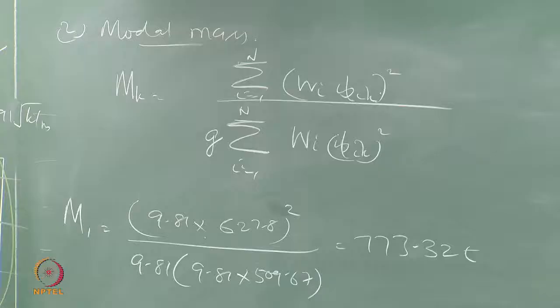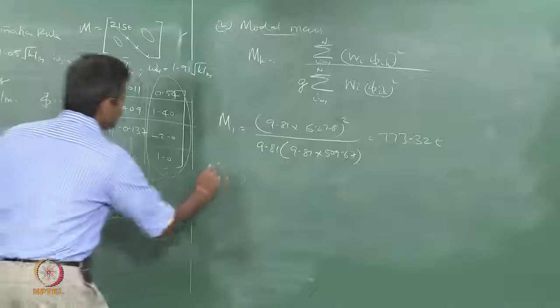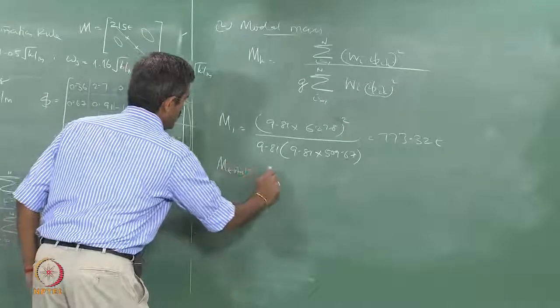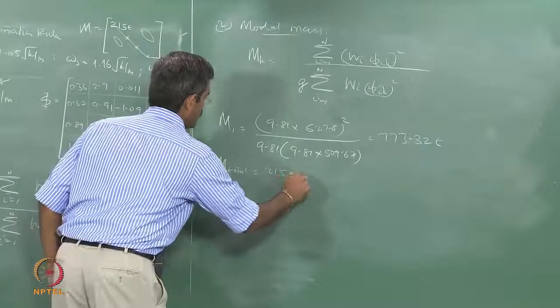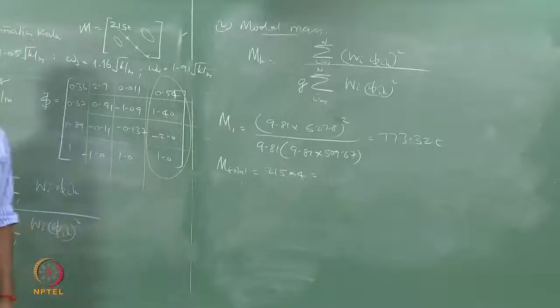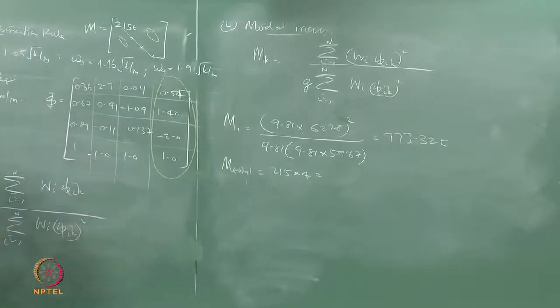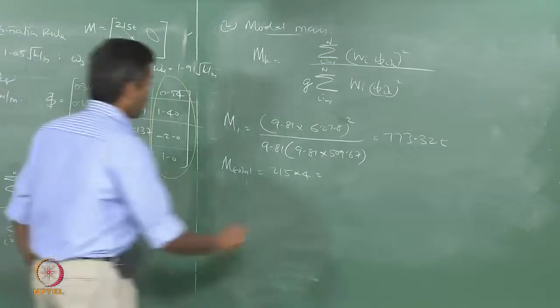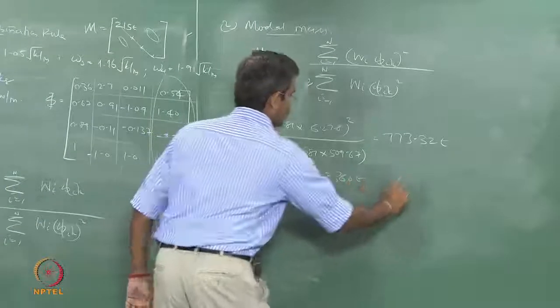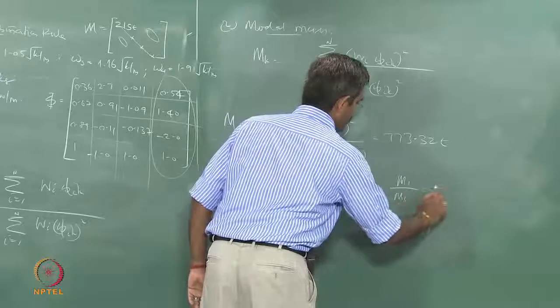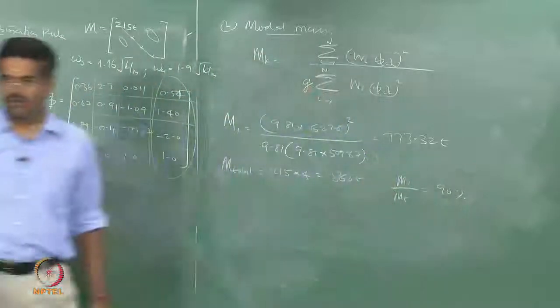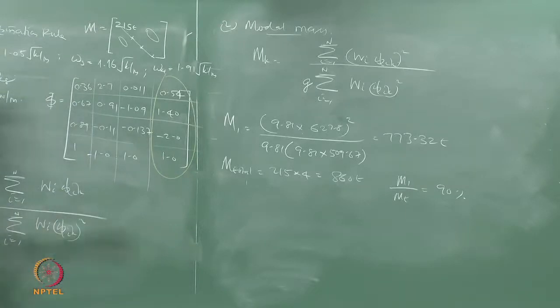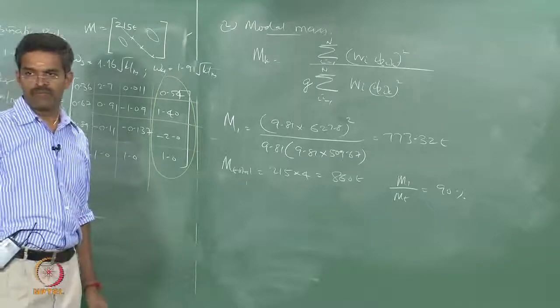Is that all right? Where the total mass is 215 into 4, which is 860, isn't it? So, M1 by M total is about 90%. You see that? It is close to around 90%. So, the first mode itself is sufficient to compute x of t in this case. Okay.